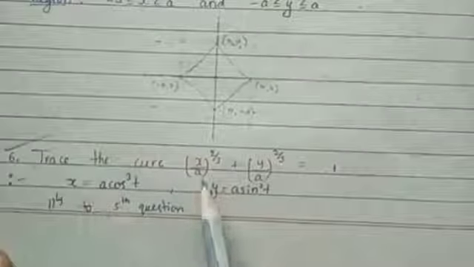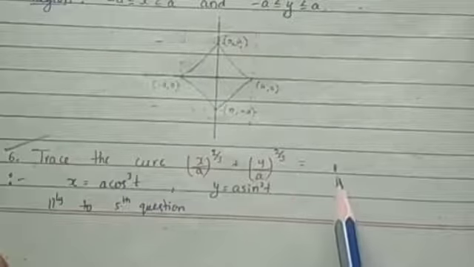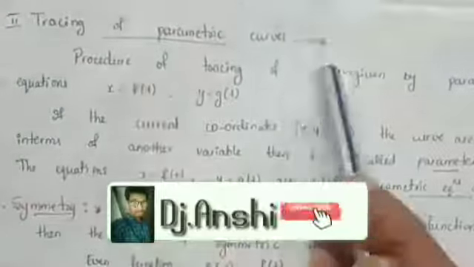Then take the problem, trace the curve x by a whole power 2 by 3 plus y by a whole power 2 by 3 which is equal to 1. This is similar to the third problem. You put x is equal to a cos cube t and y is equal to a sin cube t. You change this equation into the parametric equations, x is equal to a cos cube t and y is equal to a sin cube t. That's about tracing of parametric curves.